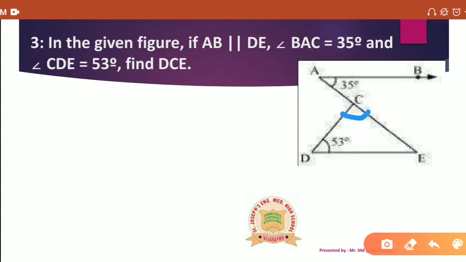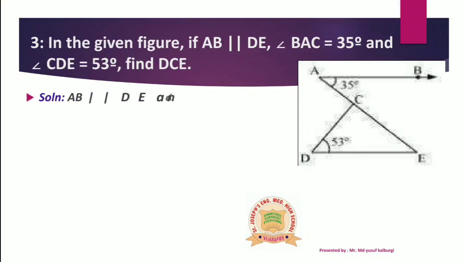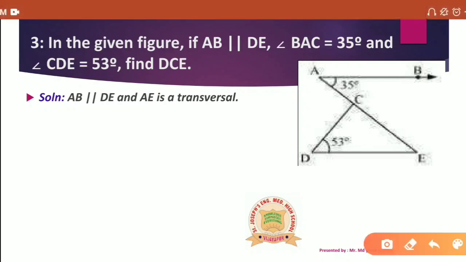This angle they have asked you to find out. Now how to find out this angle? So let's go for the solution. First we'll write what the given things are. AB is parallel to DE and AE is a transversal. When AB and DE are parallel and the line AE is cutting both the lines, AE becomes a transversal line. Whenever a transversal cuts parallel lines, their alternate angles are equal.